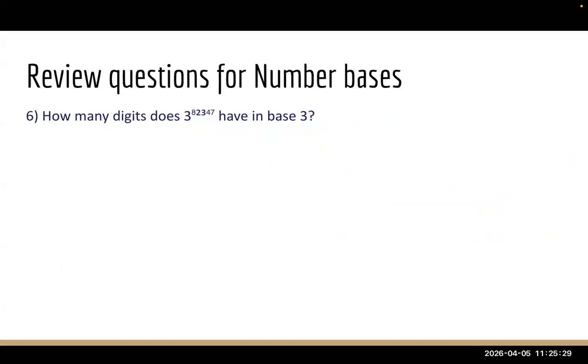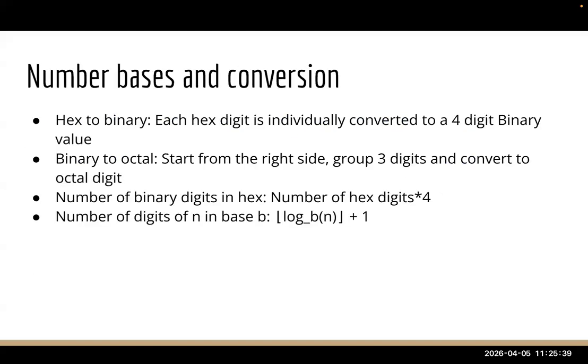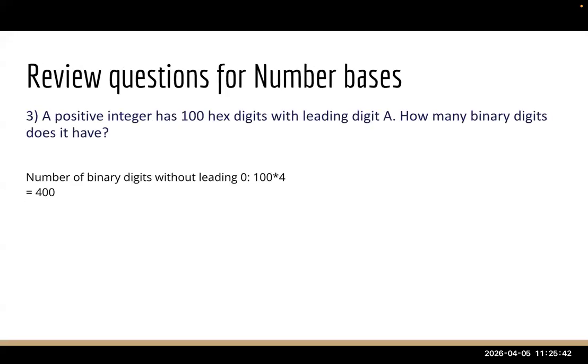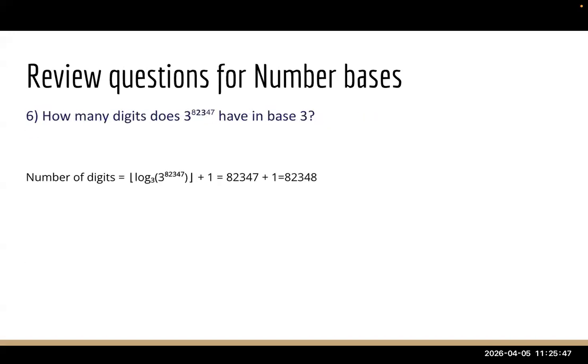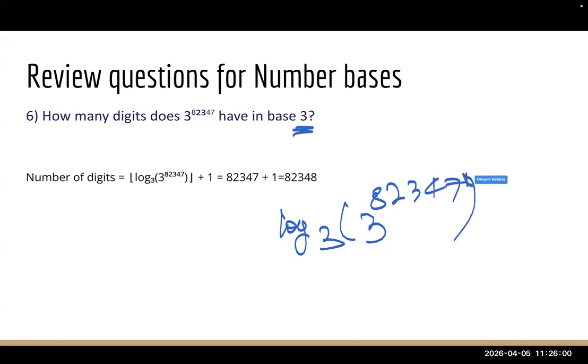Now, how many digits does 3 to the power 82347 have in base 3? So we'll use the formula that we discussed over here, log base n plus 1, and we'll just plug it into that. So log to the base 3, since our base is 3, and our number is 3 to the power 82347. Now, because of the properties of logs, whenever we have the same base and the same number starting over here, we can just cancel these out.